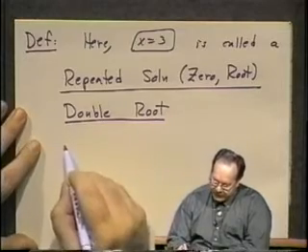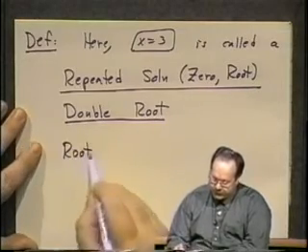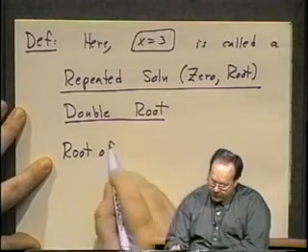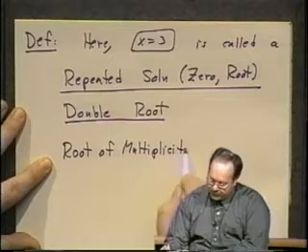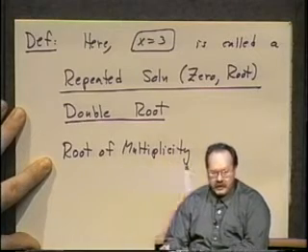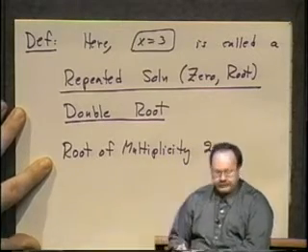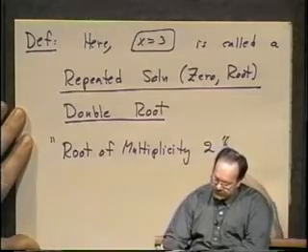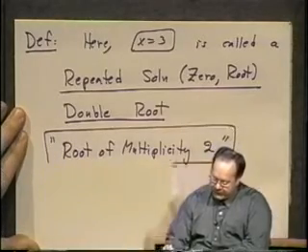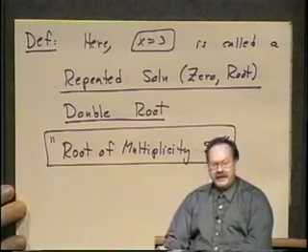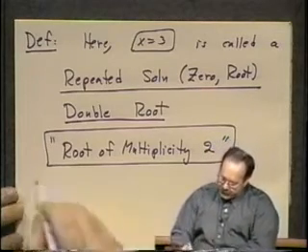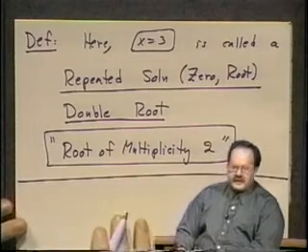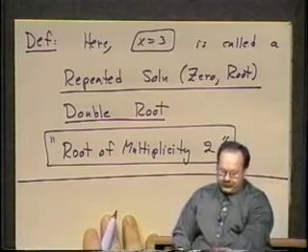Here is the best way to say it. It is a root or a zero or a solution of multiplicity, how many times it occurs? 2. It is a root of multiplicity 2. That is the best way, because now, if it's repeated any number of times, we just replace the number. So, that is the terminology that's used here.